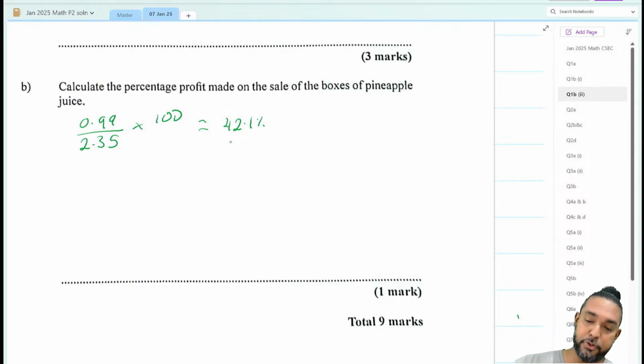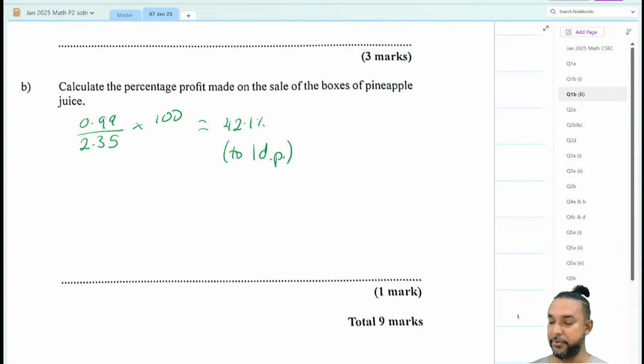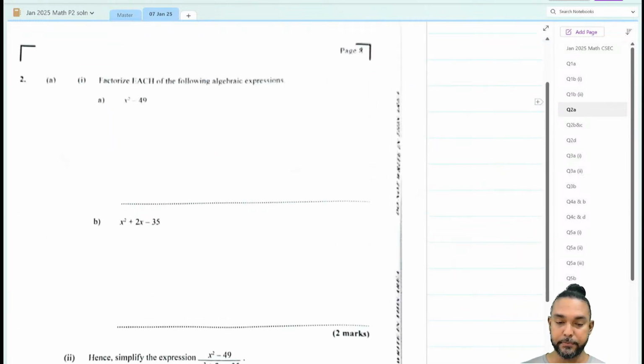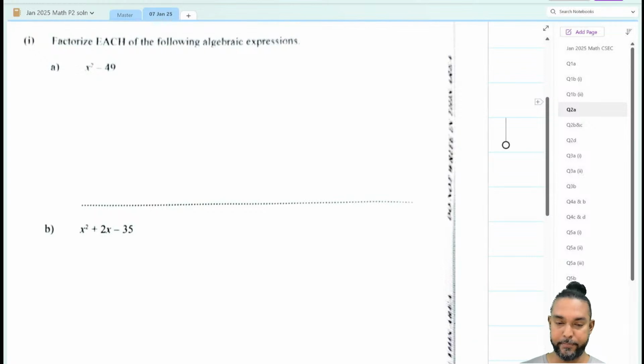Anyhow, so 42.1% to 1 decimal place. You know, for somebody who says I don't have much time, I really talk a lot with these people, and it's 10 minutes gone. The first question is now done. All right, question 2. Algebra.